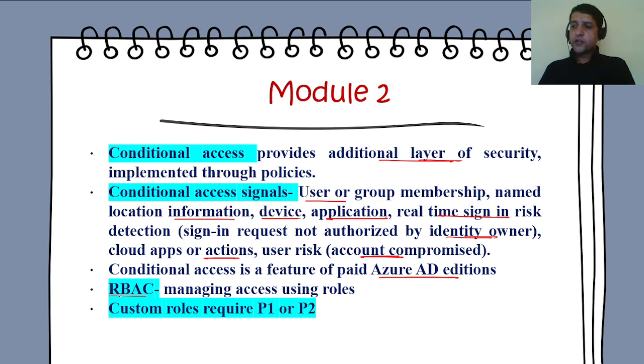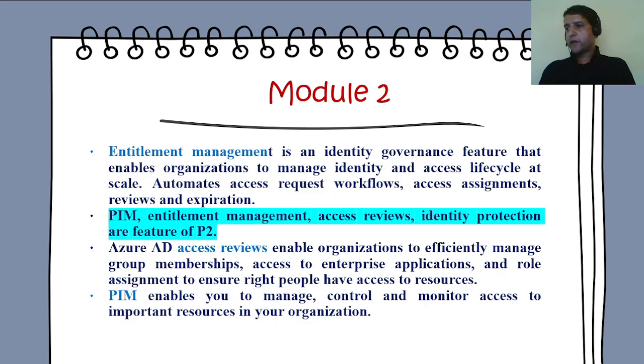And RBAC is role-based access control, managing access using your role, what role you have and what you can do with that. So custom roles require P1 and P2. So most of these services require P1 and P2. We discussed licenses: free, Office 365, P1 and P2.